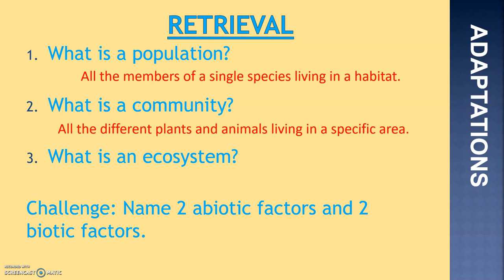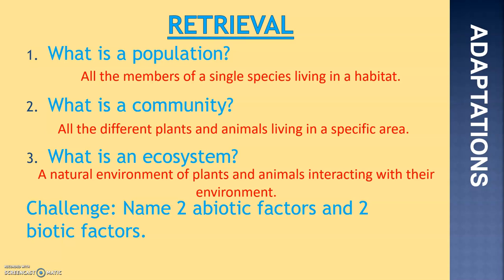Now the next question is asking us, what is an ecosystem? Okay, so an ecosystem is basically a natural environment of plants and animals interacting with their environment. Okay, so ecosystem, that word interacting with the environment is very key. Without that interaction, then there's no ecosystem, if that makes sense. All right, brilliant. So how many of us were able to answer the challenge question?